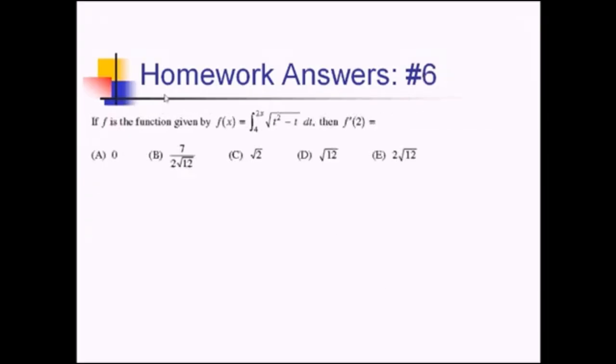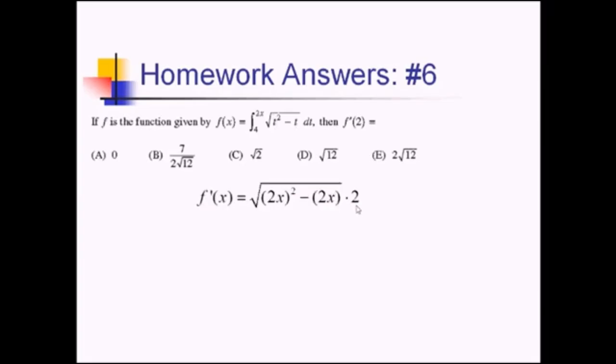For number 6, f is given by the integral from 4 to 2x of the square root of t squared minus t. We want to find f prime of 2. Let's start by finding f prime of x. We're basically taking the derivative of this integral. Since I've got a variable in the upper limit, I can use my fundamental theorem, but when I do it, I can't just plug 2x in for t, although that's part of it. I also need to multiply by the tail, the derivative of 2x, which is 2. So this will come out to the square root of quantity 2x squared minus 2x, times that tail of 2.